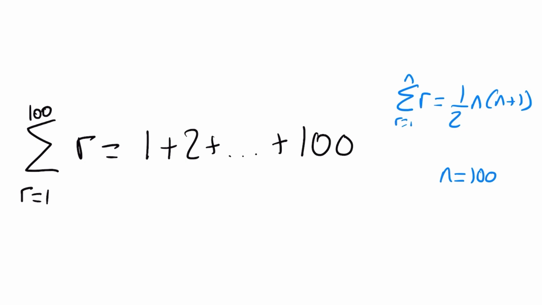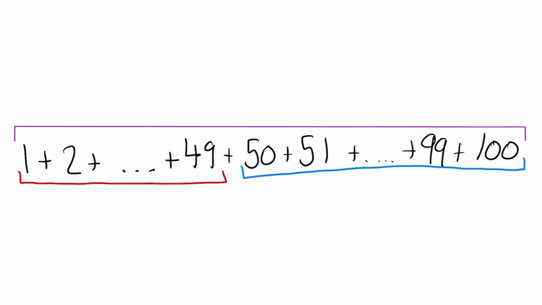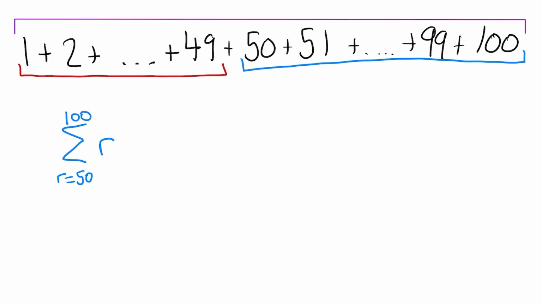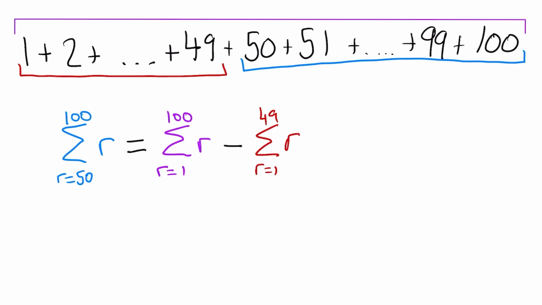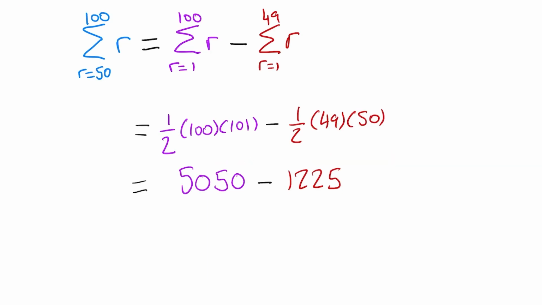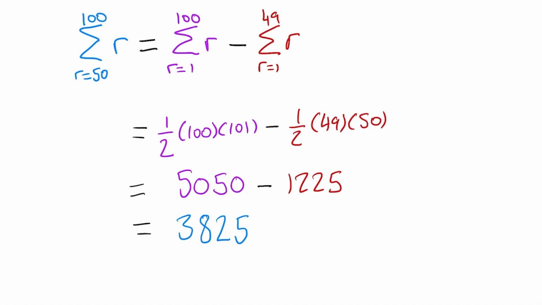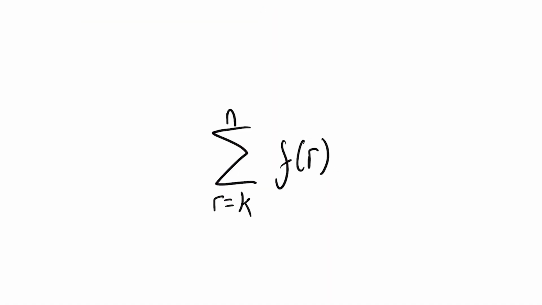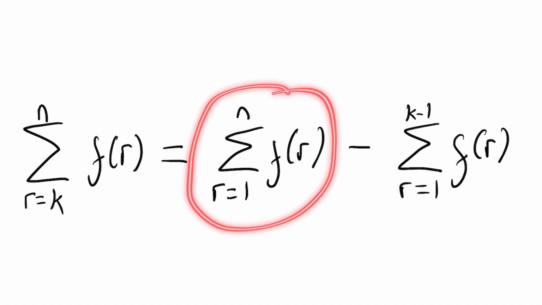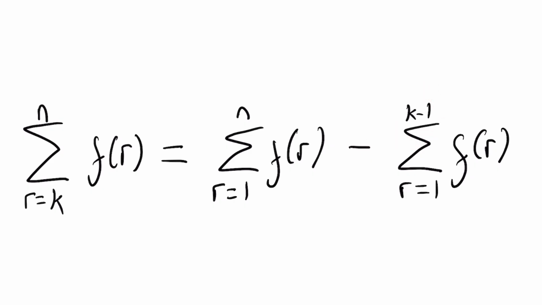Okay, but let's say we want to do that sum, but instead of starting at 1, you start at 50. Well, it's the same thing, except we take away the sum from 1 to 49. So the sum from 50 to 100 equals the sum from 1 to 100 minus the sum from 1 to 49. Now we know how to calculate these, so subtract them and then we get our answer. So the general equation is this. You do the normal sum, then you subtract the sum from 1 to one before the bottom number.